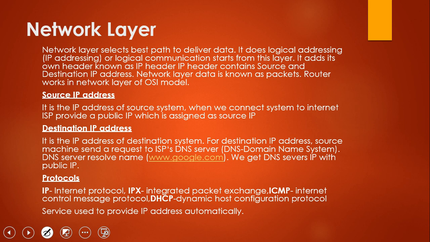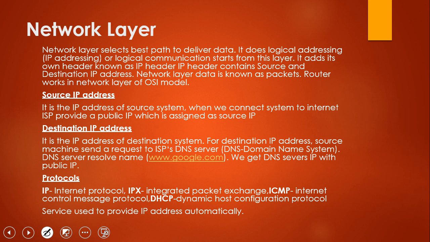Network layer. This is also a main layer. So the network layer selects the best path to deliver data. It does logical addressing, or logical communication starts from this layer. It adds its own header known as the IP header. The IP header contains the source and destination IP address. Network layer data is known as the packet.